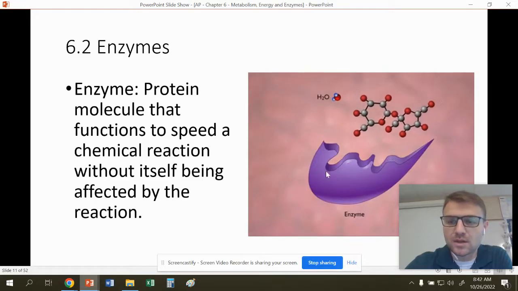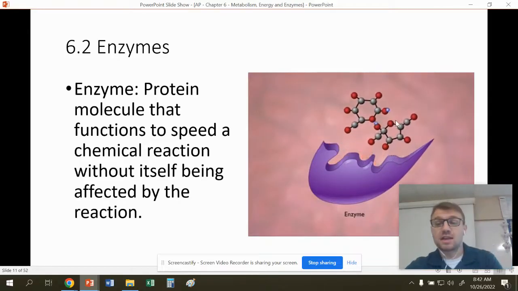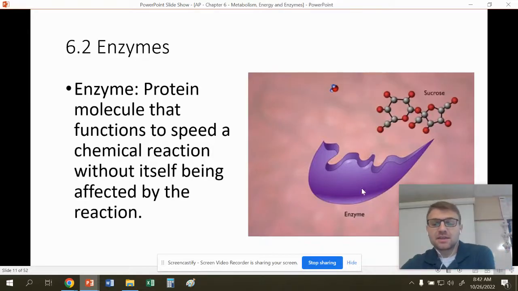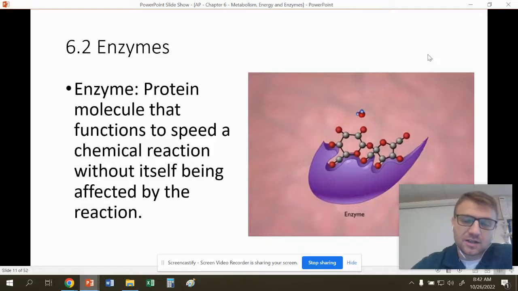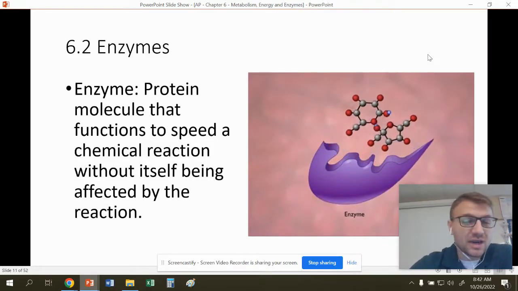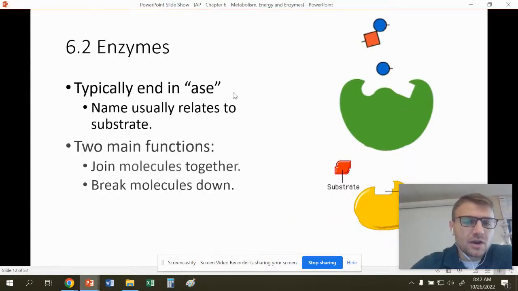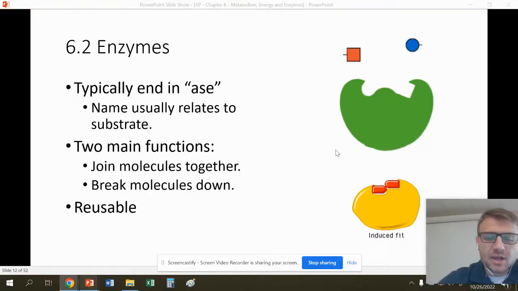We can see it was sucrose. What this enzyme is going to do is break these monosaccharides apart. Now, if you remember, this is a process called hydrolysis because we're using water to break things down. Basically, this specific enzyme is going to break down a disaccharide into 2 monosaccharides. So again, proteins function to speed up reactions, and they either break things down or join things together. Like I said, they either join things together or they break things apart.